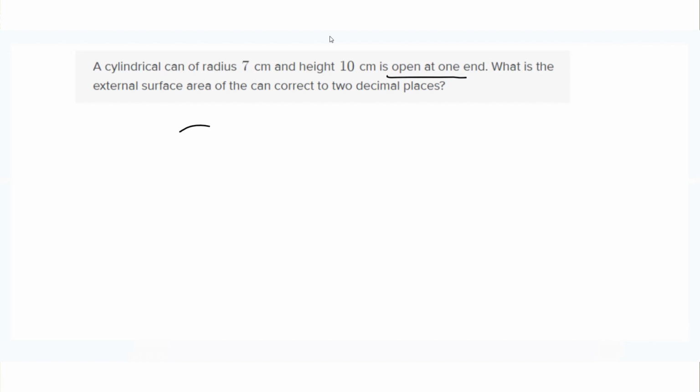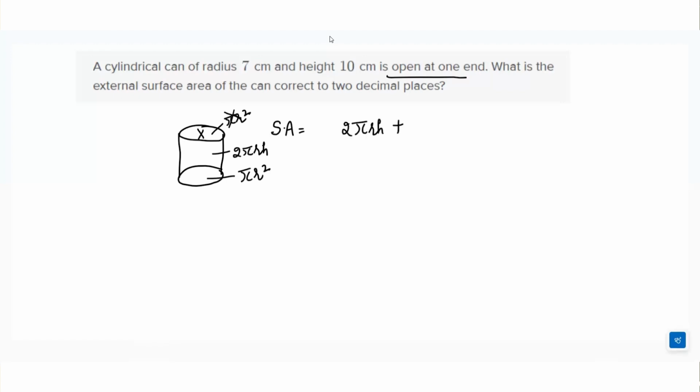In this question, it's written that the cylinder is open at one end. That means one of the circles is not closed. It's open. So if this circle is open and I have to find out the surface area for the cylinder, I will not count one pi r square. So that means I will not count this, but I will count 2 pi rh, this one, and I will count this pi r square. The surface area will be equals to 2 pi rh plus pi r square.